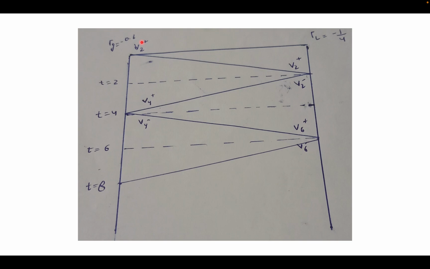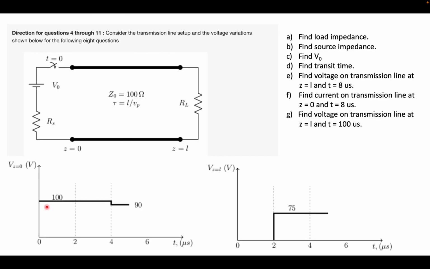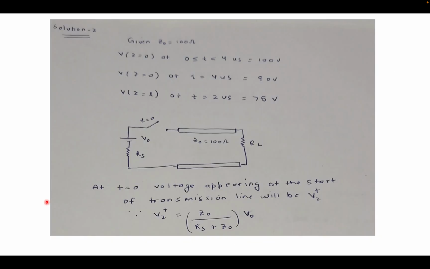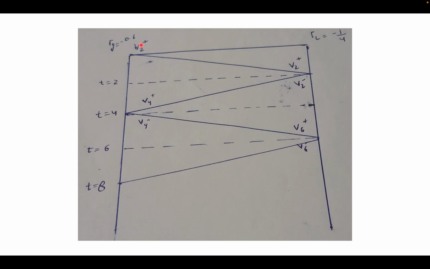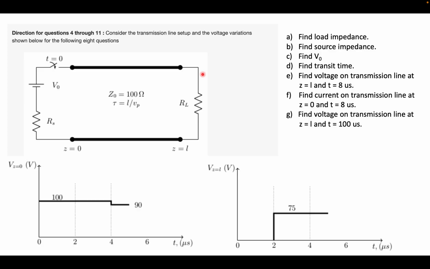Now you need to find the values of voltages like V2 plus, V2 minus, V4 plus, V4 minus, and similarly V6 plus, V6 minus, and you can go on, right? So V2 plus you already know. What is the starting voltage value? From here it's already clear that the voltage at Z equal to 0 is 100 volt. So basically V2 plus is 100 volt, right? And now you know the voltage at t equal to 2 microsecond at the load end is given as 75 volt, right?